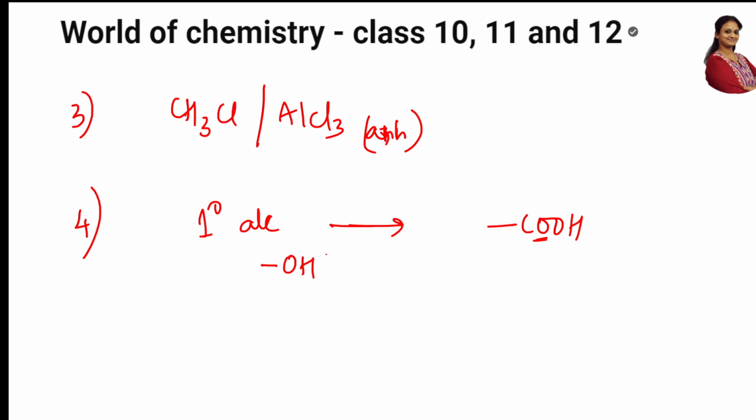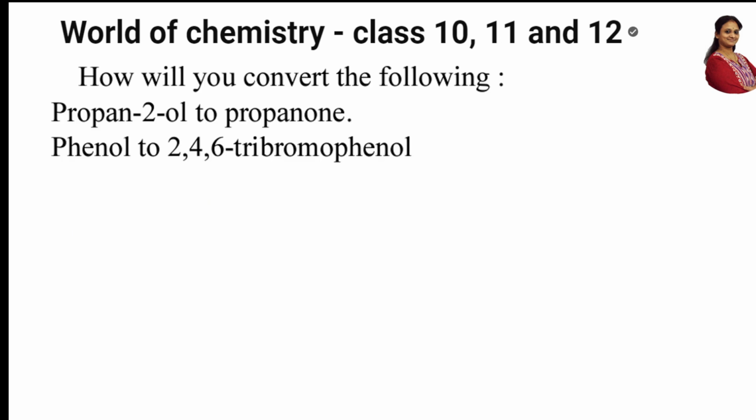What is the oxidizing agent you are going to use? You are going to use KMnO4, and also H3O plus. So the oxidizing agents convert primary alcohols to acids. Is it easy? Easy. So that is how it goes. Reagent questions are easy. Next question, students. How will you convert the following? They asked me to convert propan-2-ol to propanone. Easy. First of all, let us write the structure. Propan-2-ol.